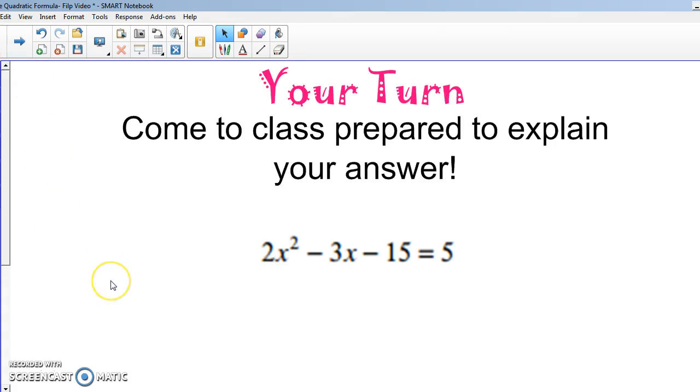We're going to finish up today by having you try one. I would like you to solve 2x squared minus 3x minus 15 equals 5. I would like you to solve this by using the quadratic formula, and I would like you to come to class tomorrow prepared to explain your answers. Also remember that you can come with a list of questions and that I will answer all of those at the beginning of class.